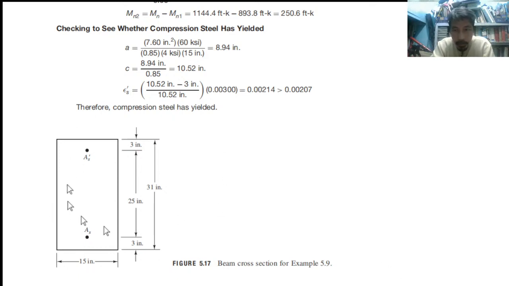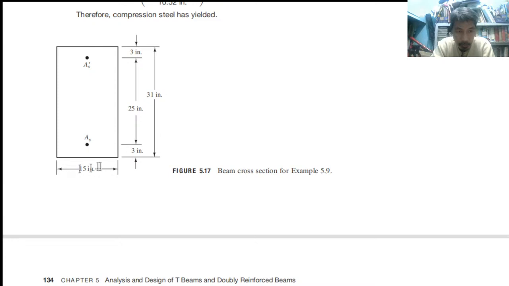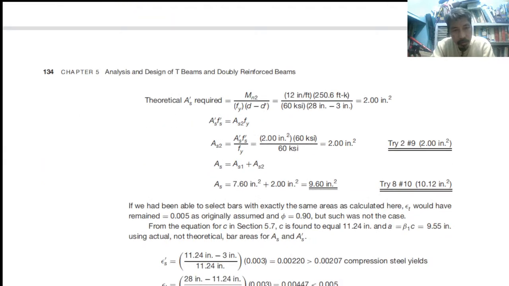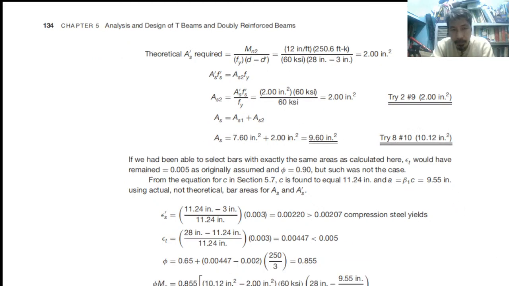Okay, so the same use of symbols and different dimensions, 15, 31, 25, 3. So different dimensions, but we have the same equation, okay? Same equation here, but used differently. We are actually solving As1 is equal to As minus As2 when we are analyzing. But when we are designing, this is the way we do it, okay?